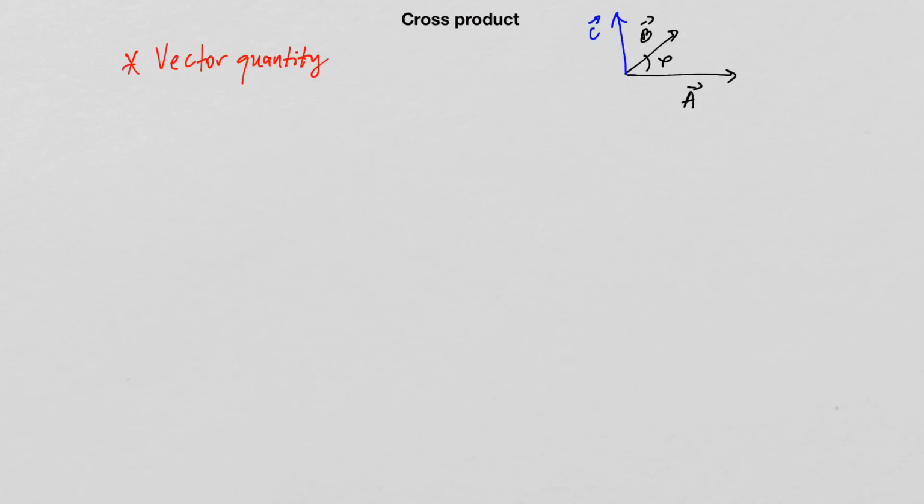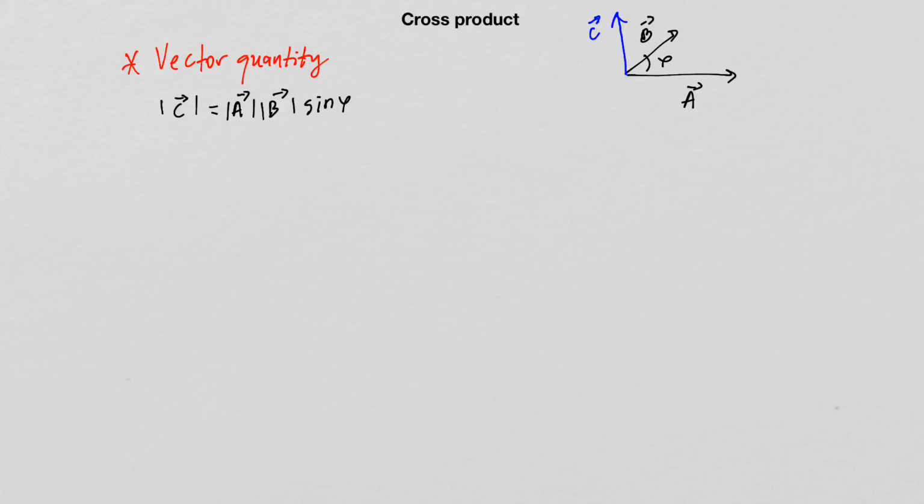Now let's summarize the cross product of two vectors. So consider vectors A and B with angle phi between them. The cross product is a vector C. So it's a vector quantity with a magnitude that is equal to the magnitude of A times the magnitude of B times the sine of the angle between them.